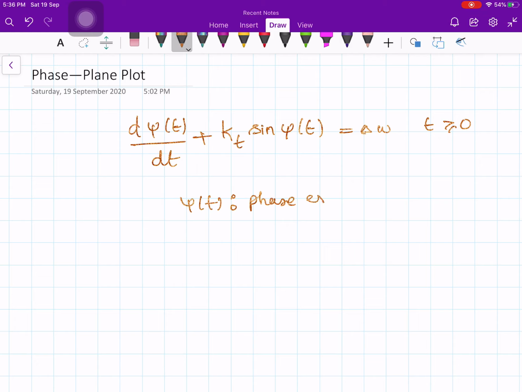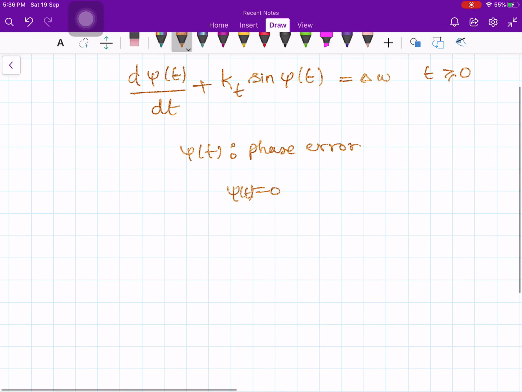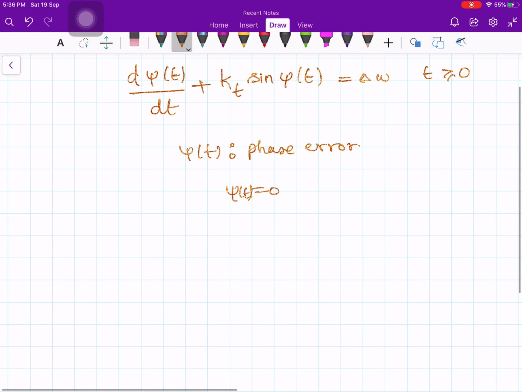phase error, and we would like to understand under what condition this differential equation implies a movement towards psi of t becoming 0. So that is our point, and we said that the behavior of this non-linear differential equation can be represented in terms of a diagram called the phase plane plot. So that's what we are going to discuss in this lecture. We would like to study this through a device called a phase plane plot.